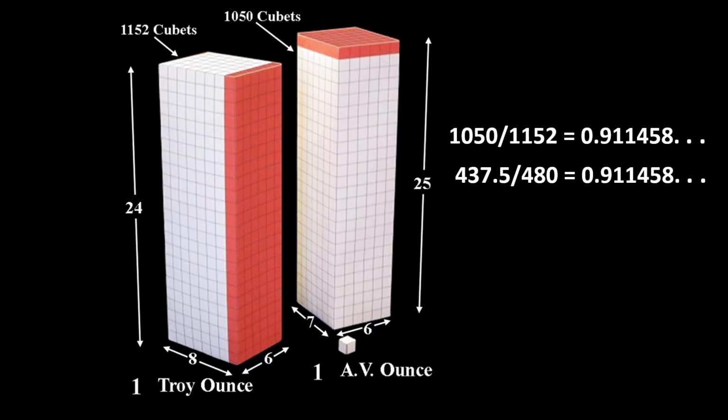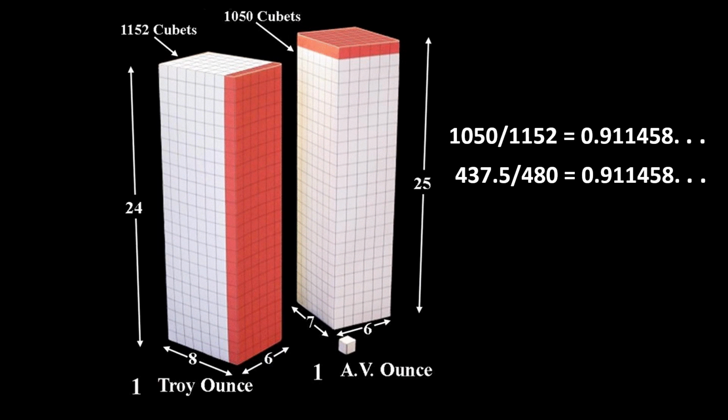These two columns are comprised of identical cubes. They perfectly model the 2 ounces. The troy ounce on the left contains 1,152 cubes, like the cube at the base of the Avoirdupois ounce. If the cubes are all of the same substance, then the weight of the columns is proportional to the number of their cubes. 1,050 divided by 1,152 is equal to 437.5 divided by 480. Thus, as we can see, the 2 ounces can be perfectly modeled.